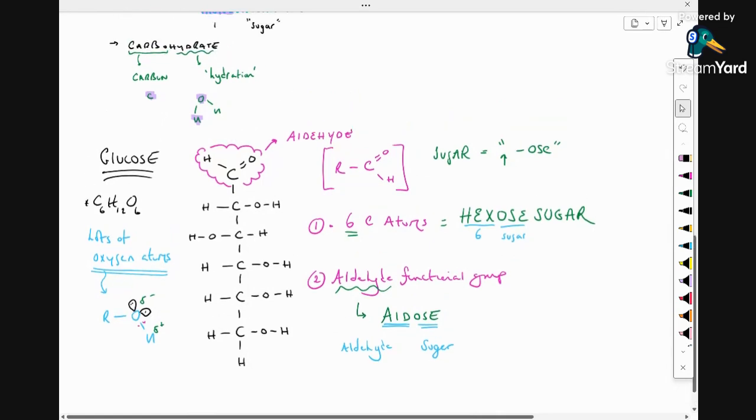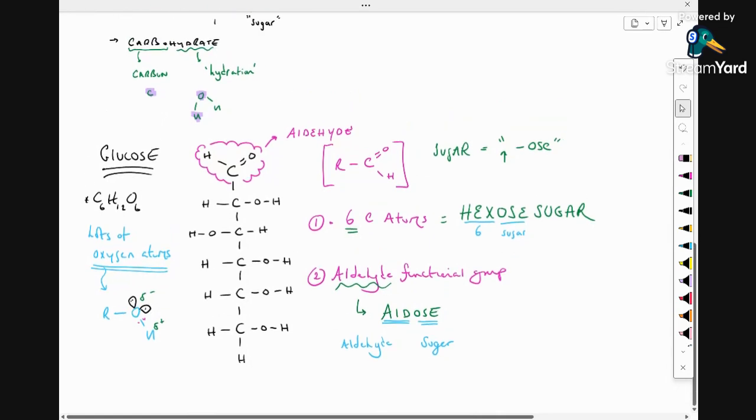So just zooming out a little bit there, hopefully that's a fairly straightforward introduction. You do not need to know or learn how to reproduce the structure of linear glucose there. What you are expected to draw, I will make very clear when we look at the cyclic forms a bit later on.